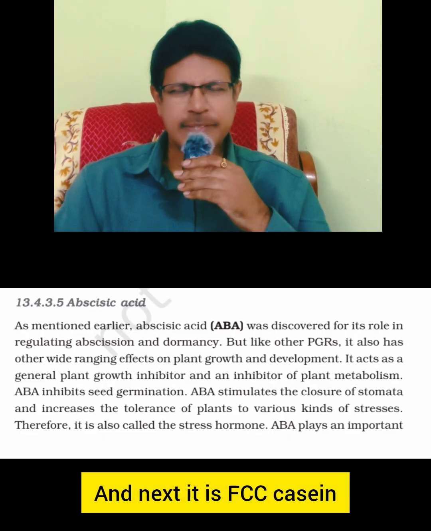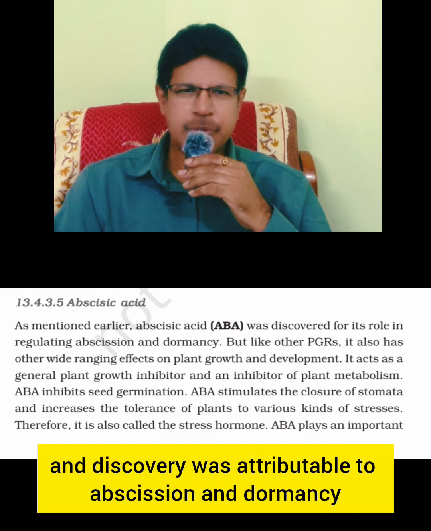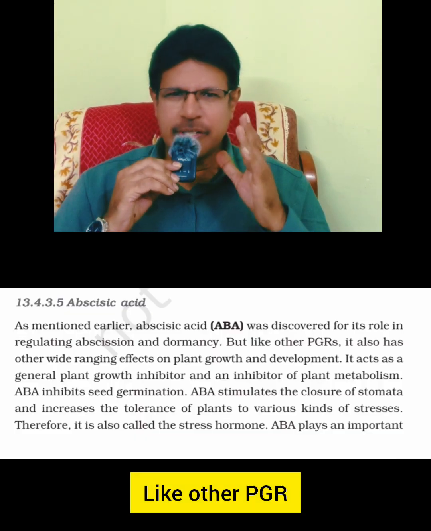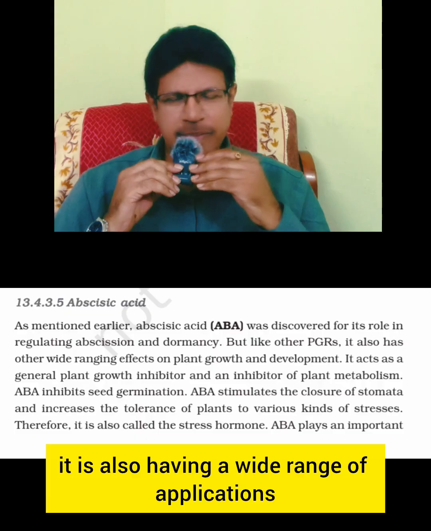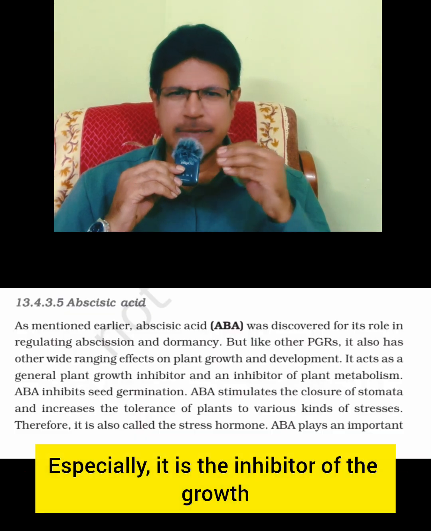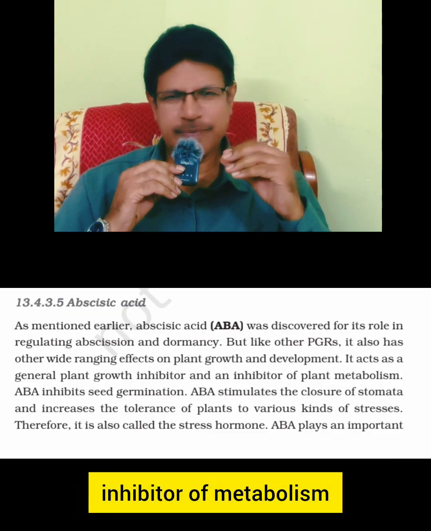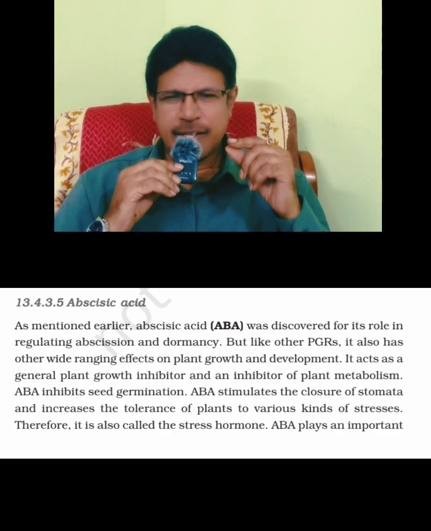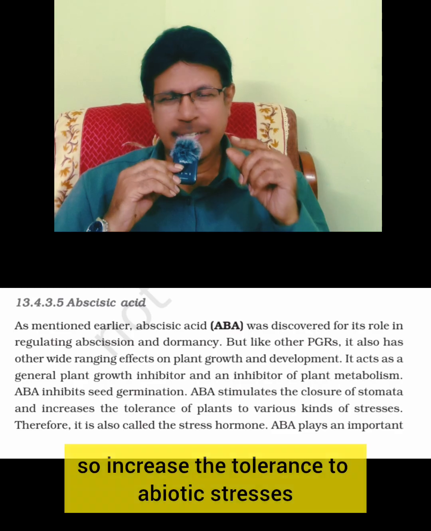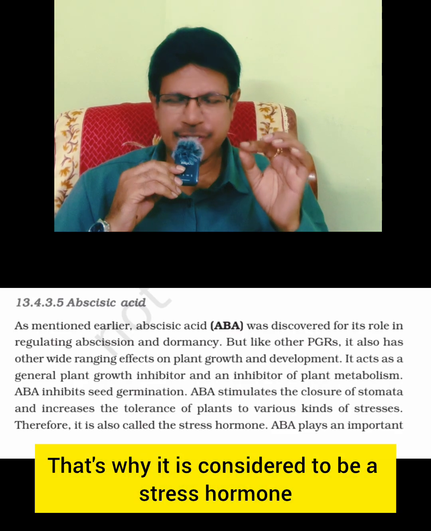And next it is abscisic acid. Abscisic acid's role and discovery were attributable to abscission and dormancy. Like other PGRs, it also has a wide range of applications in plant growth and development. Especially it is an inhibitor of growth, inhibits seed germination, and is an inhibitor of metabolism. And the ABA synthesized in the leaves leads to closure of stomata. So it increases the tolerance to abiotic stresses. That's why it is considered to be a stress hormone.